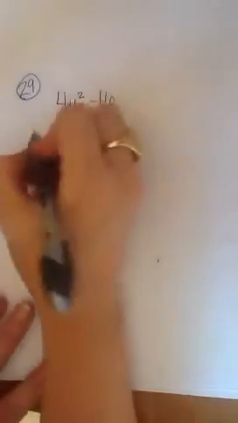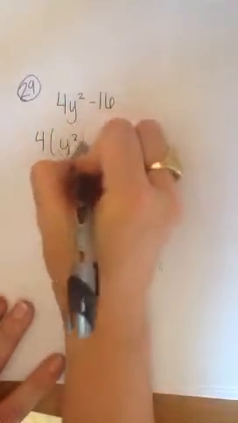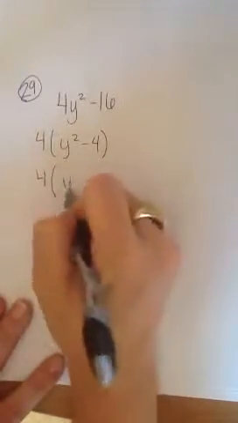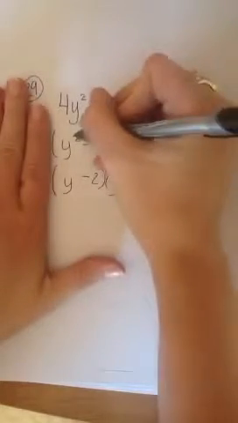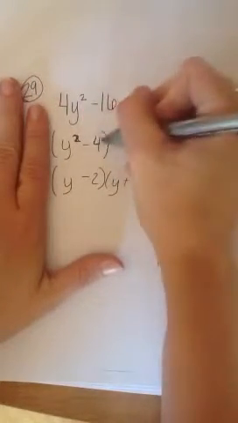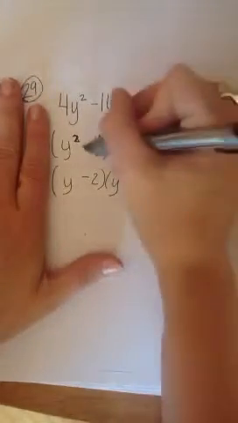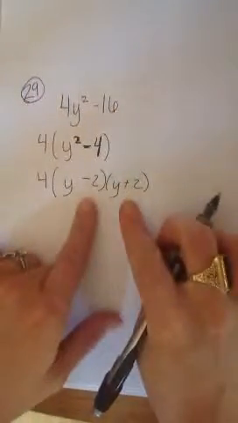29, GCF. After you do the GCF, you say y minus 2, y plus 2. It's a y squared. It's a perfect square because there's a 4 and you have the negative. You need to factor again.